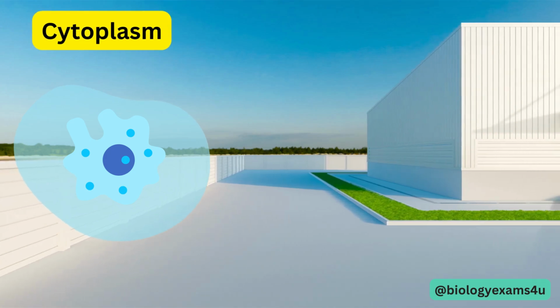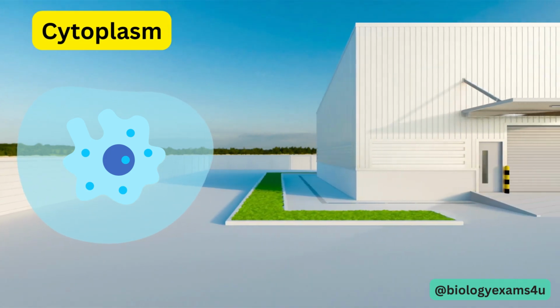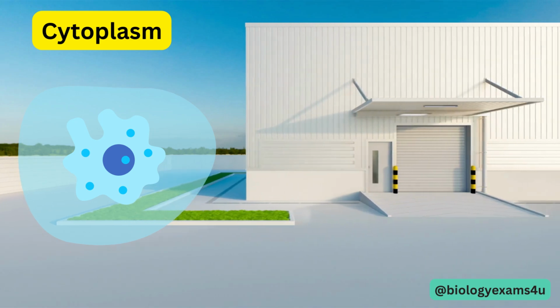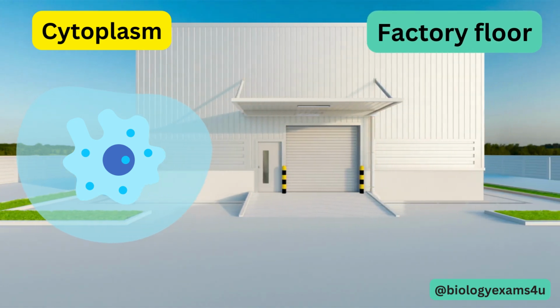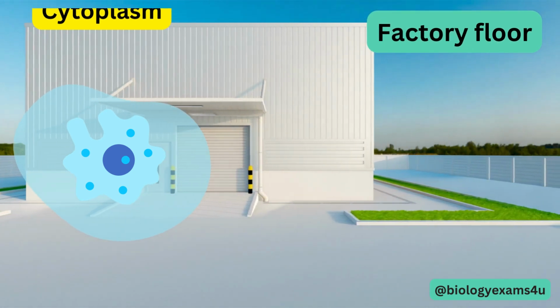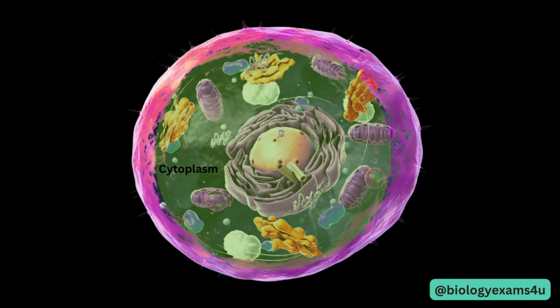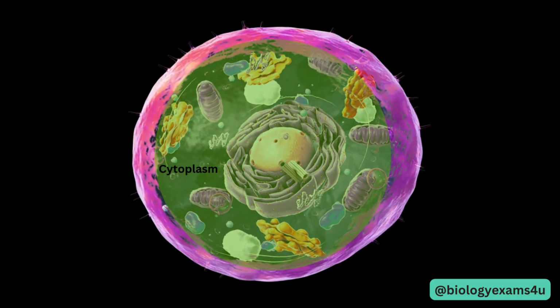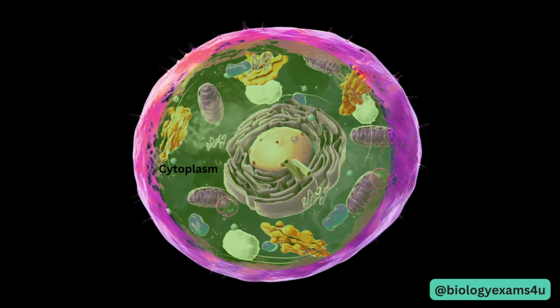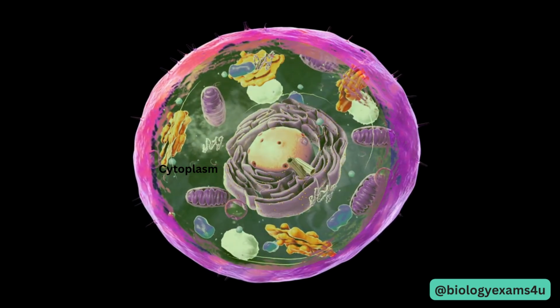Next is the cytoplasm, which is present in all types of cells. It can be compared to the premises, or factory floor, where everything is happening. It is the fluid-filled matrix of the cell where all organelles, water, salts and various organic molecules are present.